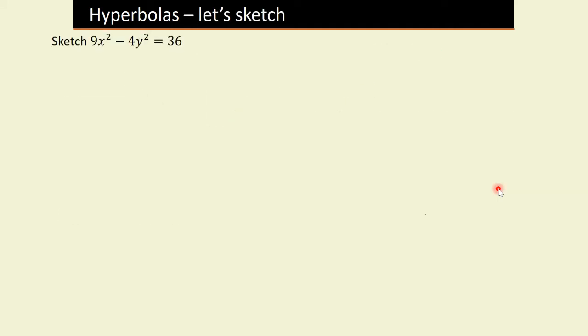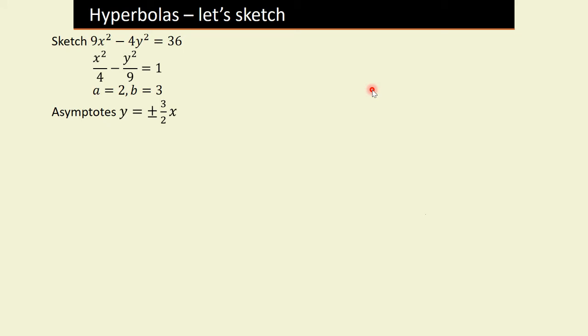All right, let's have a go at sketching a few, see how we get on. If we're looking at 9x squared minus 4y squared is 36, we're going to have to divide through by the 36 first. We've got to get it looking in the standard form. It's got to be equal to 1, just as we had with the ellipse. So we'd have to do that division first. Then we can easily see we've got x squared over 4 and y squared over 9 is 1. A is 2, b is 3.